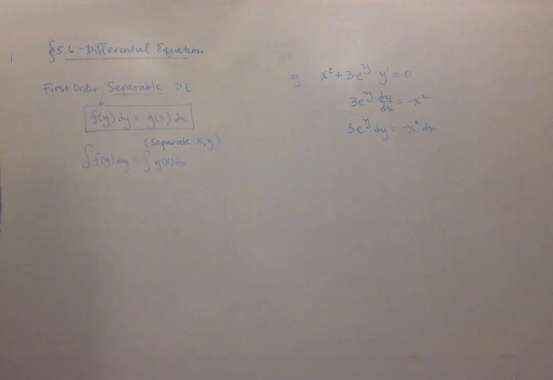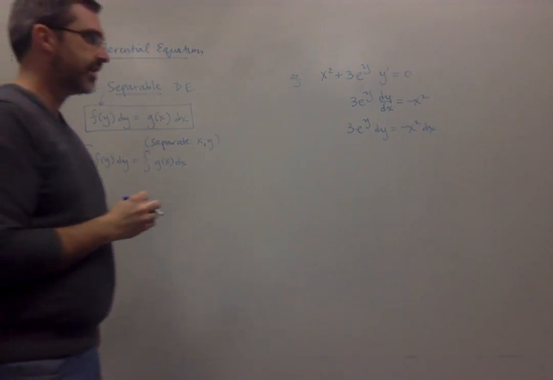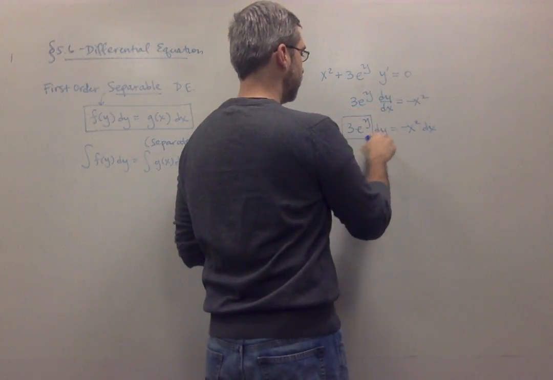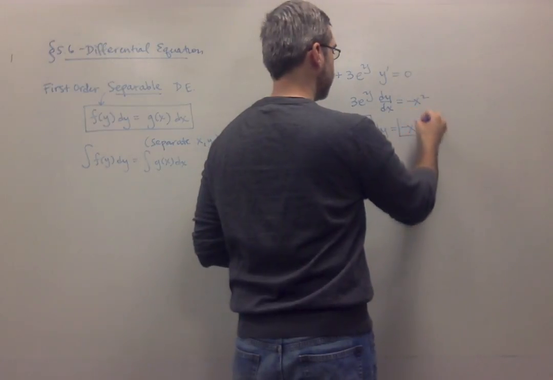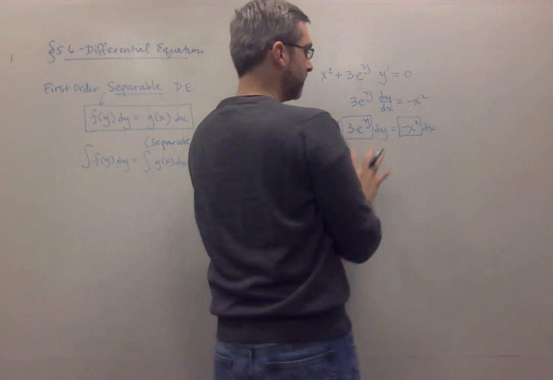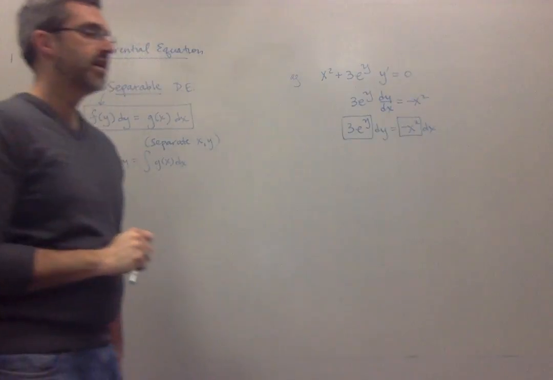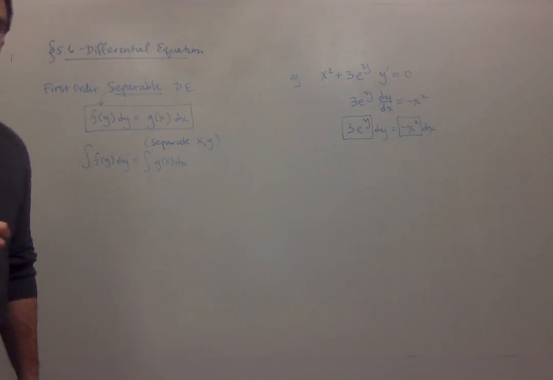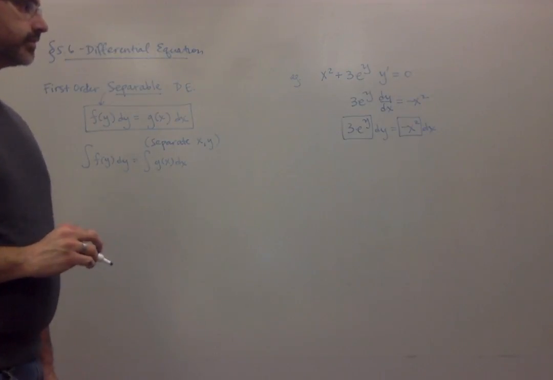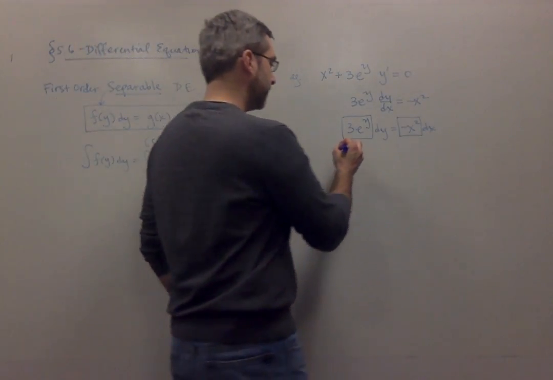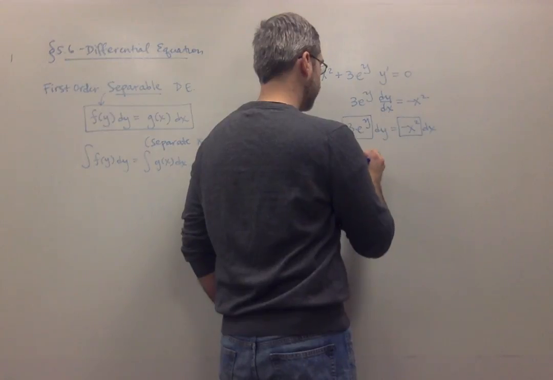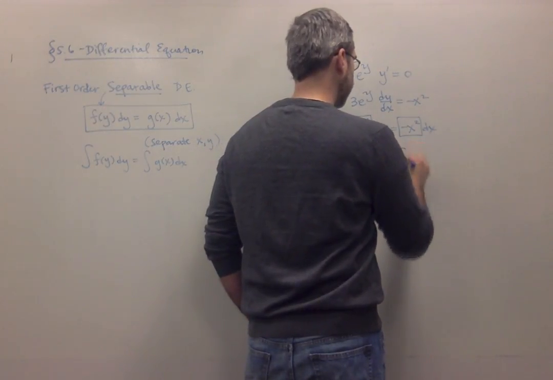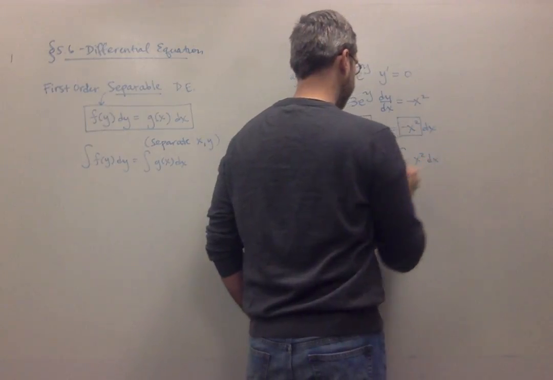And in fact, yes, this is separable. So I got some function of y times dy equals some function of x times dx. I got the y's on the left side and the x's on the right side. This is not always possible, and I'll show you an example in a minute where that's not possible. But because this is possible, let's go ahead and integrate both sides. So the integral of 3e to the y dy equals the integral of negative x squared dx.